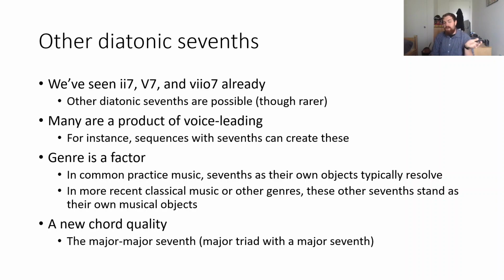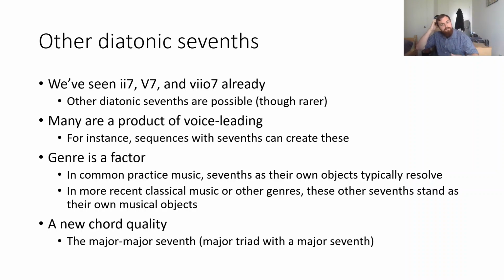However, in other classical music, and by that I say more recent, meaning even the late Romantic, and Debussy, for instance, is more recent, or just other genres, other sevenths stand as their own musical objects. So getting away with having like a 1 major 7 going to a 3-7, for instance, is fine. In classical music, you don't see it as much, but this week is just kind of like a detour week.